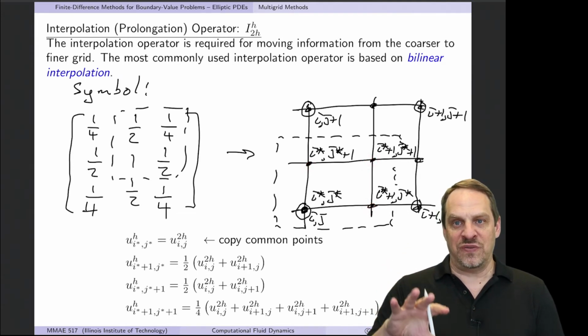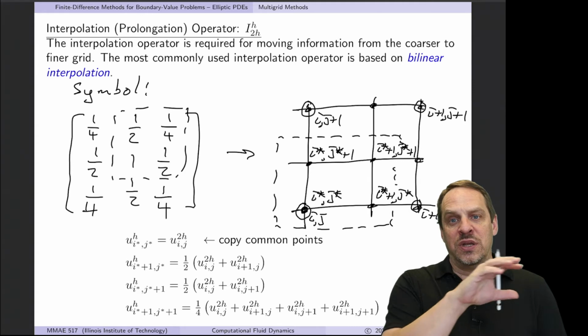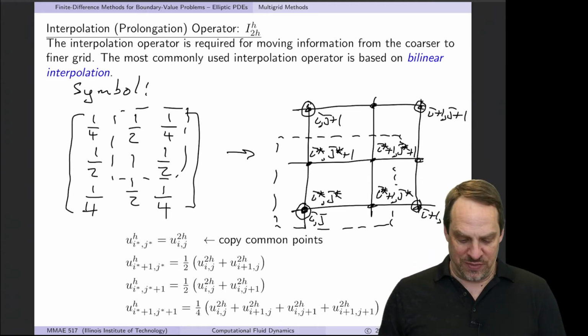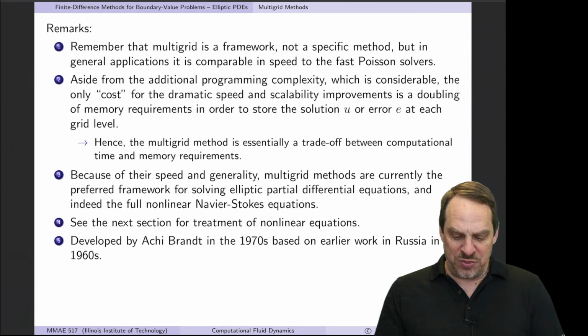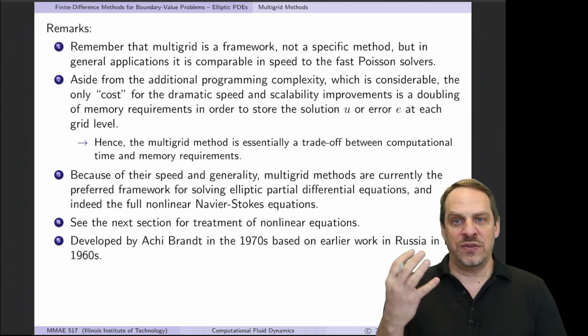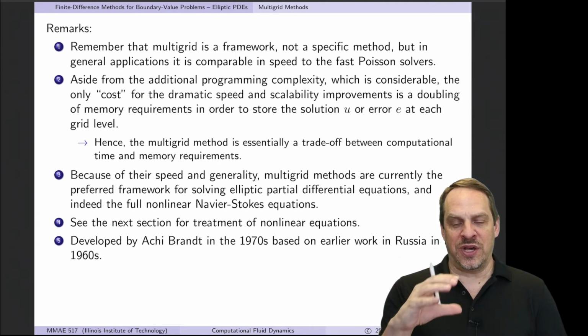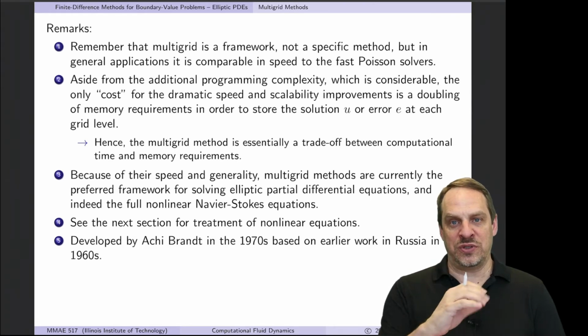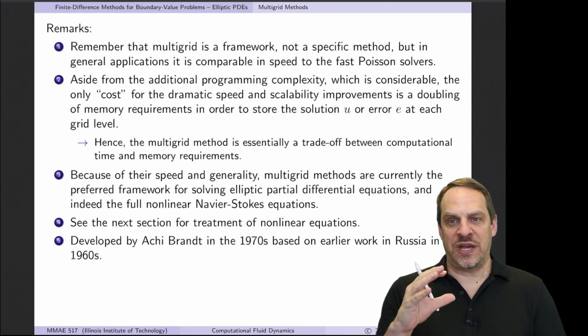And then again, we shift this template through the grid to fill in all of the fine grid points from the information on the coarse grid. So let's make some remarks about this. You'll remember that I keep describing the multigrid method as really a framework. It's not so much a method as it is a framework that's wrapped around an underlying relaxation technique. So Gauss-Seidel is the most popular. We also discussed the possibility of using ADI. So we basically have these ingredients.